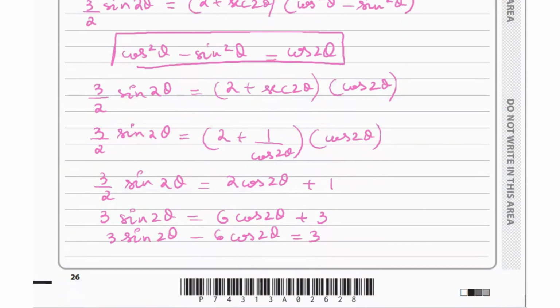Sorry, this is 4. 2 times 2 is 4, not 3. Yeah, so this is your equation.